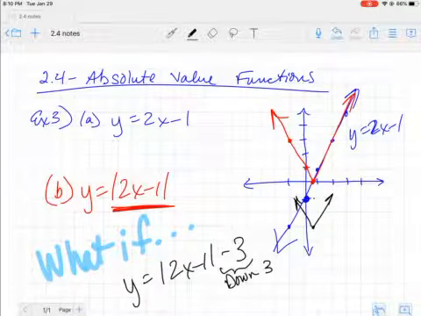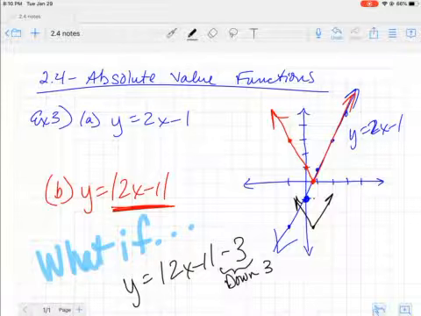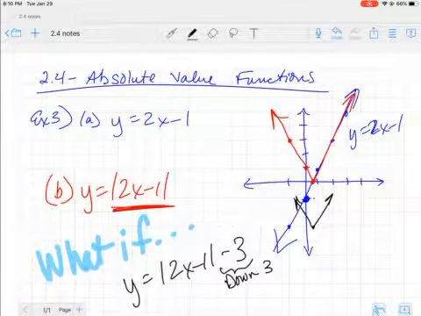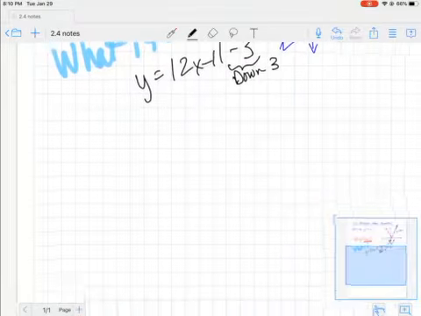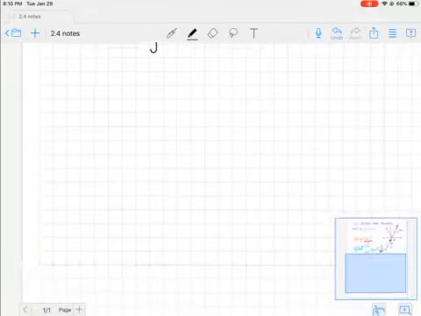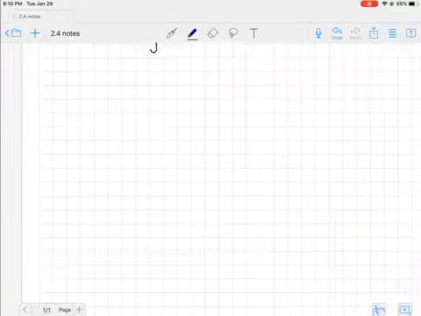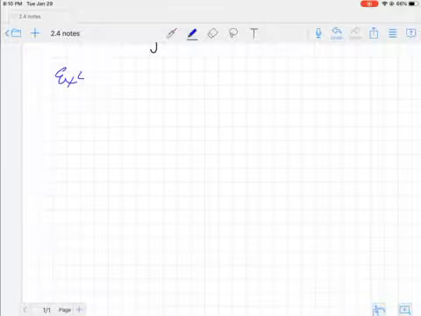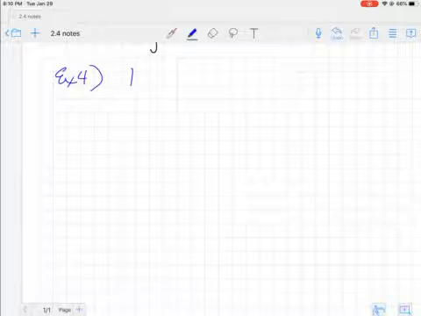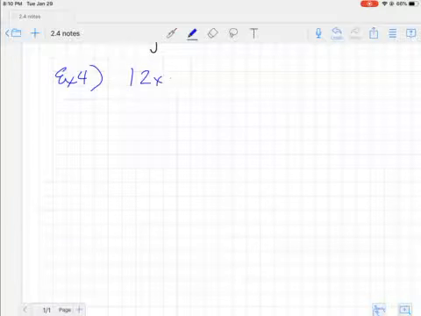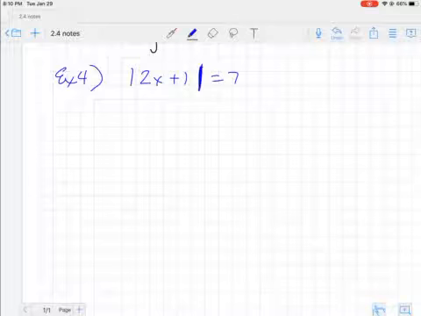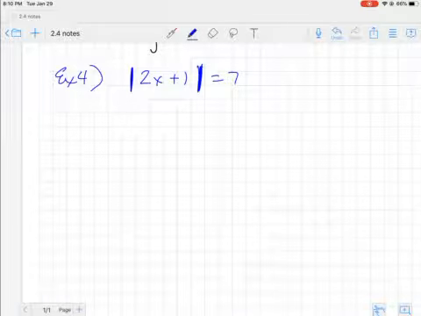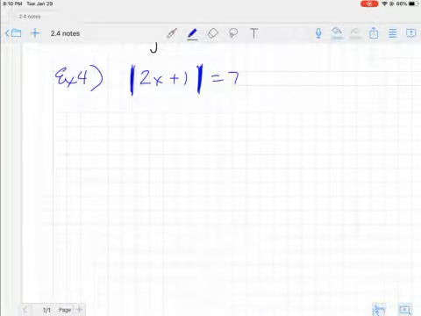We're going to spend the majority of our time actually solving these absolute value equations. So if I'm going to solve an absolute value equation, let's move this on up here. I'm going to be looking here at example 4. I want to solve this: the absolute value of 2x plus 1 is equal to 7. Now I'm going to make these thicker to show that they're absolute values so we don't get confused and think it's a 1 or something.